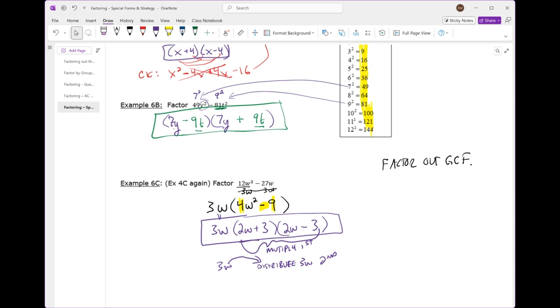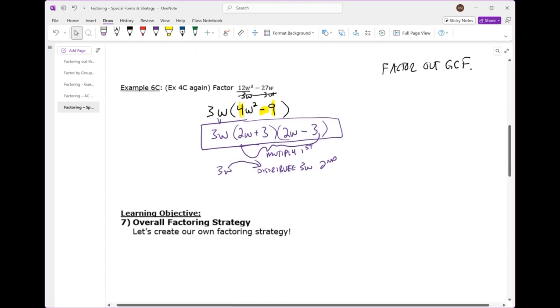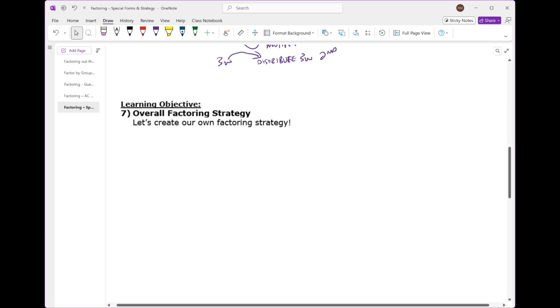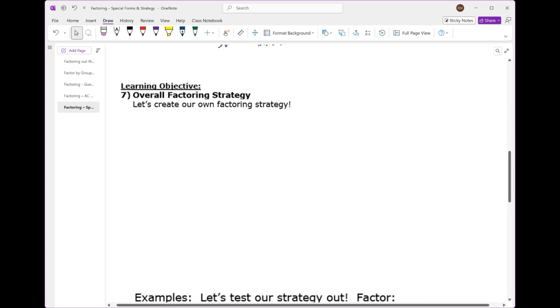So now that we've gone over all types of factoring, we want to come up with a strategy. How are we going to attack problems? Now, everyone's strategy can be a little bit different, but I'm going to go over what I would do, and you can see what works for you. I think the first thing that we want to notice is the number of terms in the polynomial.